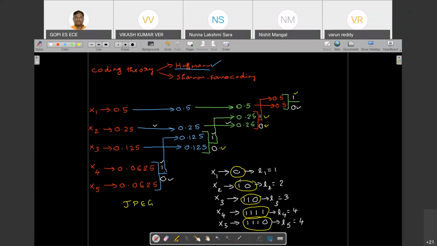So now we can actually calculate this L bar, and then we can calculate this H of X. L bar is what? What is the value of L bar?